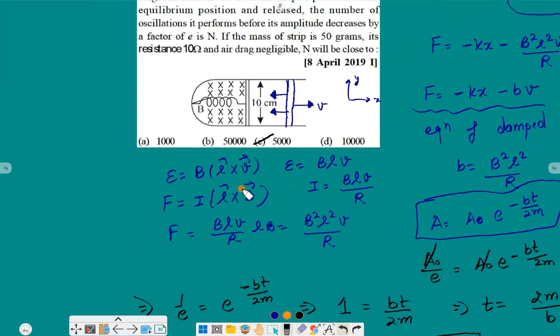That is option C for us. Now let's move to the next question.